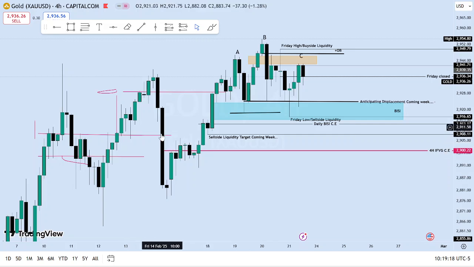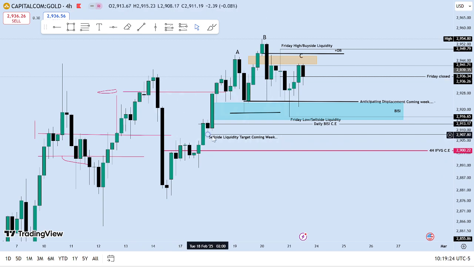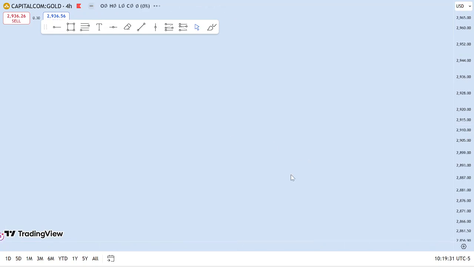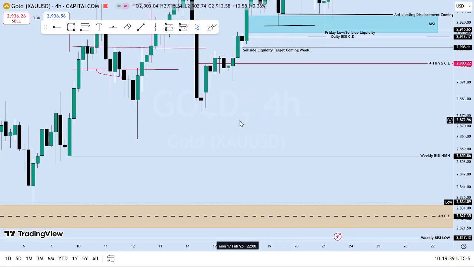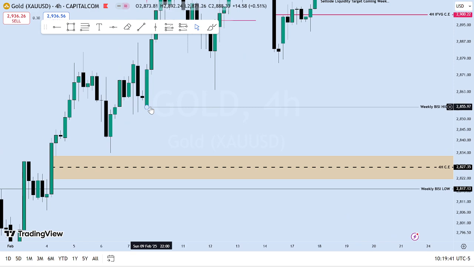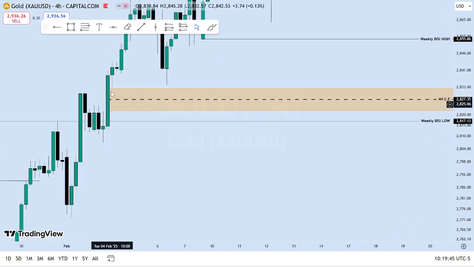This is a fair value gap here. Over here, we have sell liquidity resting below. That should be our target coming week. It should not happen on Monday or Tuesday, opening price on Sunday, midnight opening price. So we're anticipating price taking the sell liquidity coming week first, as a weekly BC high, having an inefficiency resting below here.